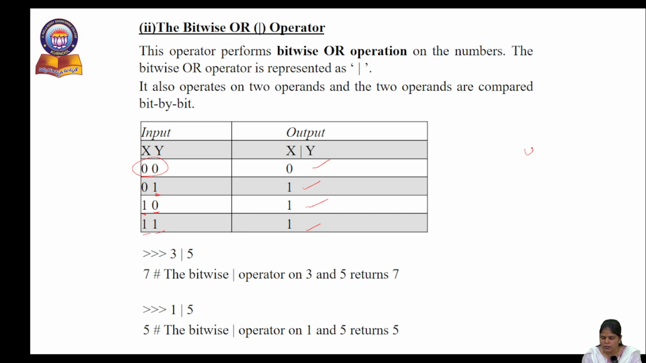So if I consider 3 OR 5, what is the value? 3 is 0 1 1 and 5 is 1 0 1, right? Now the OR operation is performed on each pair of bits. So what is this value? 2 power of 0, 2 power of 1, 2 power of 2: 4 plus 2 plus 1, what did I get? 7. So it will give the output as 7.